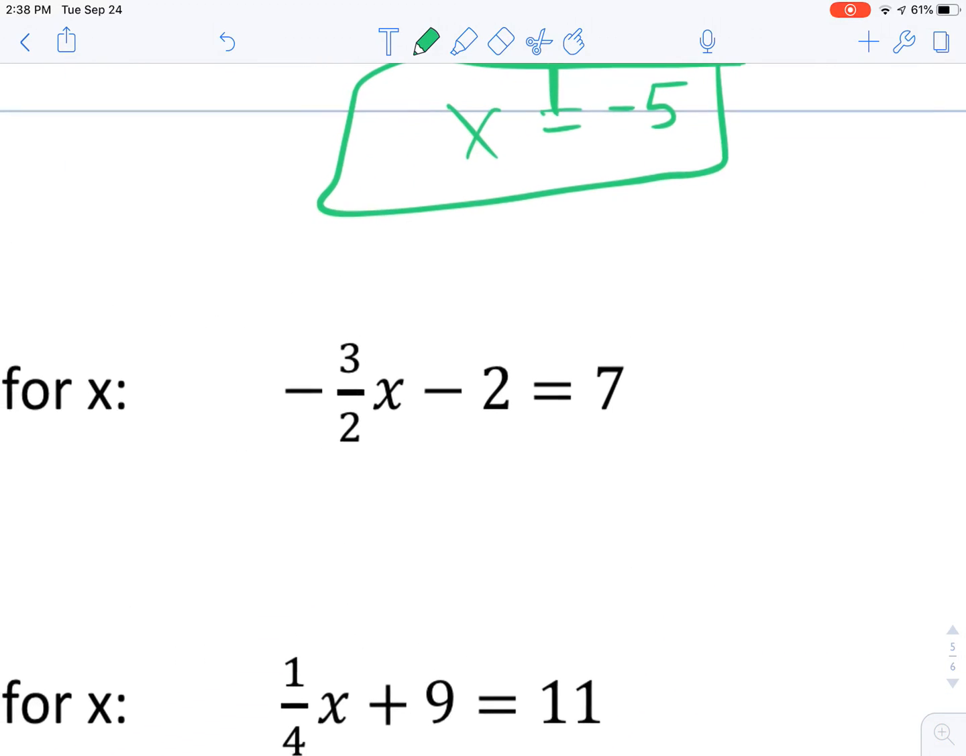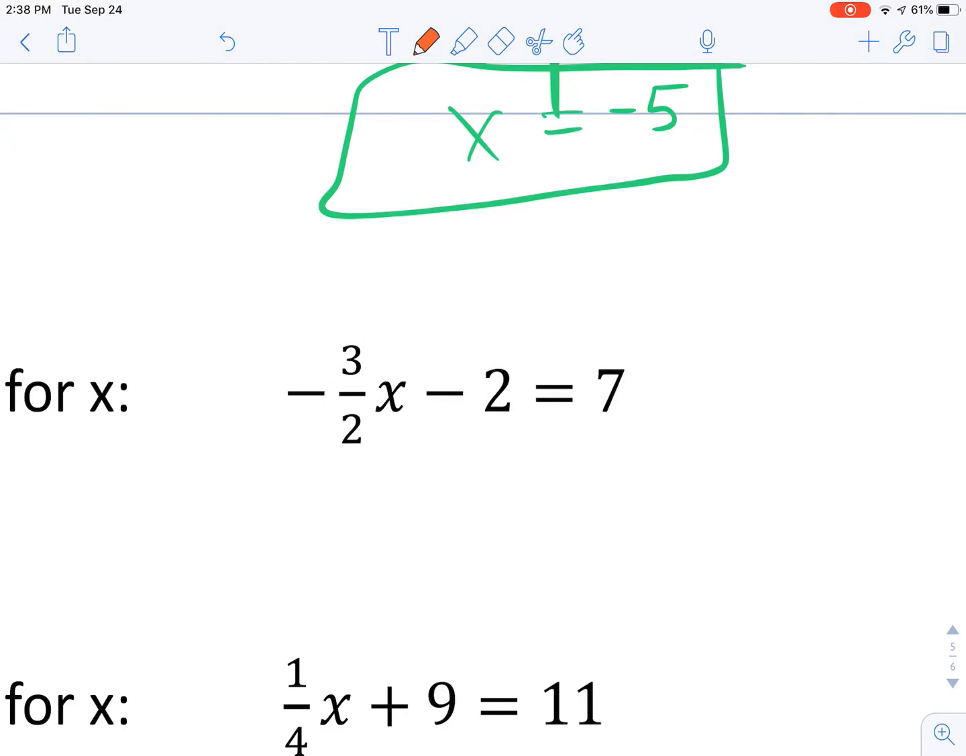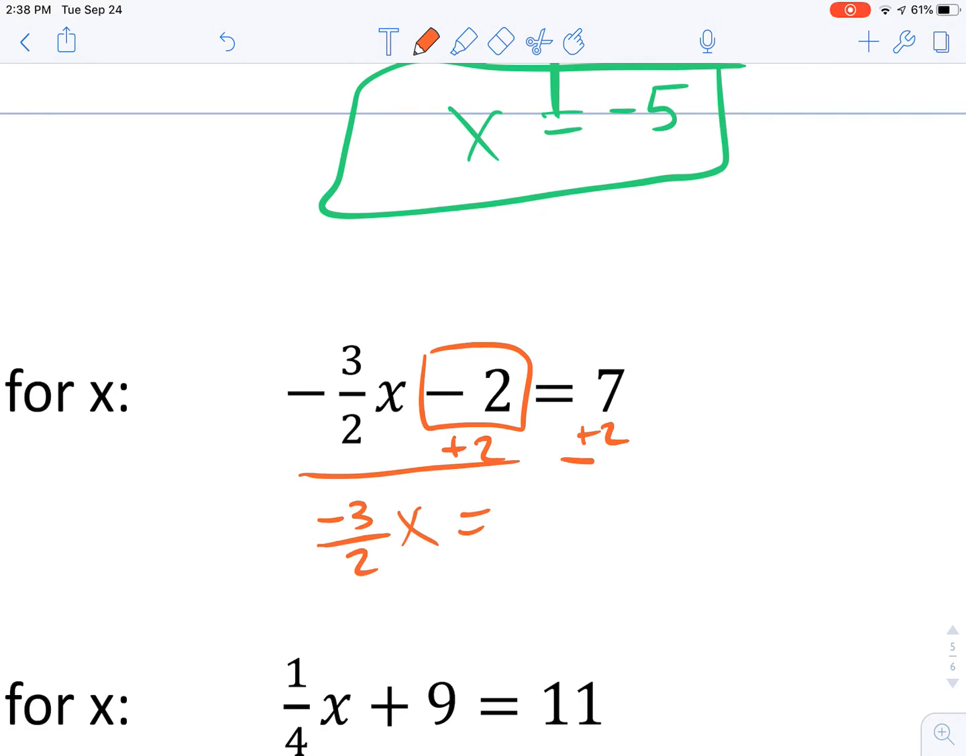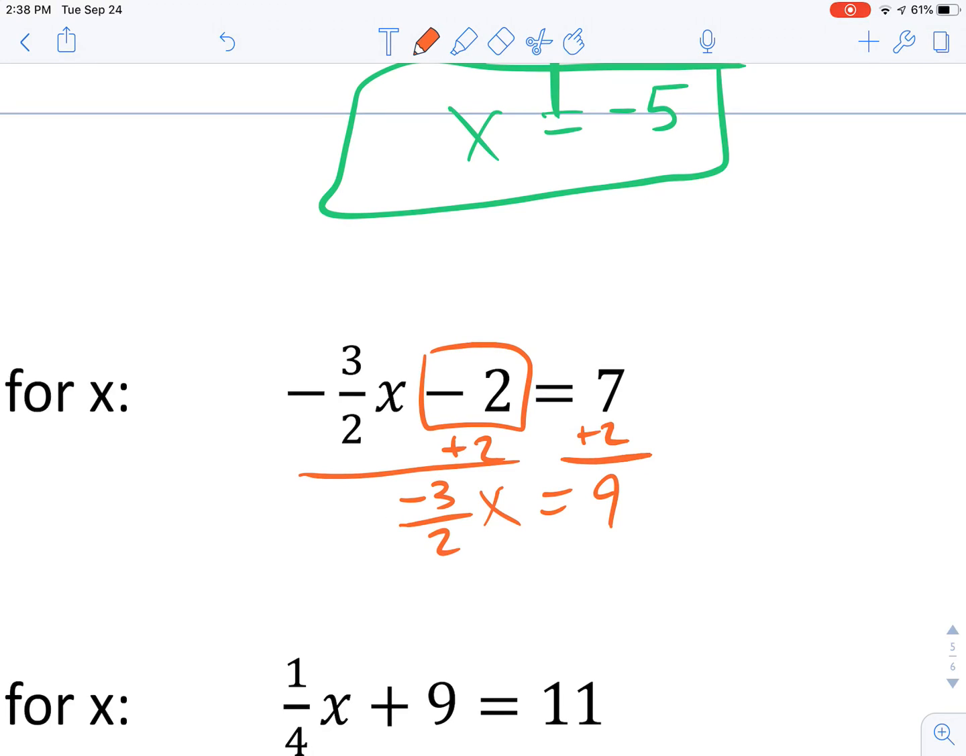Number 3, you're going to notice that this is going to have a little bit of an extra level of difficulty to it. So we have that negative 2 we want to get rid of, so I'm going to add 2 to both sides. It's going to give us negative 3 halves x. Notice, well, let's finish. 9 equals 9. Notice for this problem that I slipped the negative sign up to the top. Instead of writing it off to the side, I wrote it up top. I really like doing that. It makes it easier to work with these numbers.